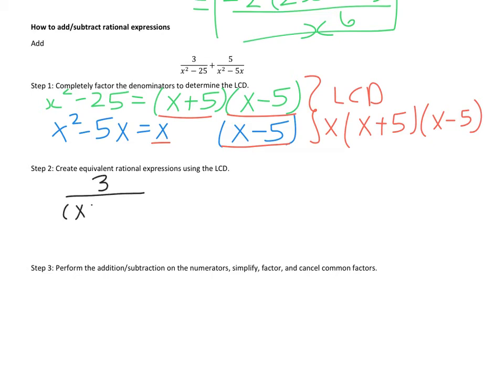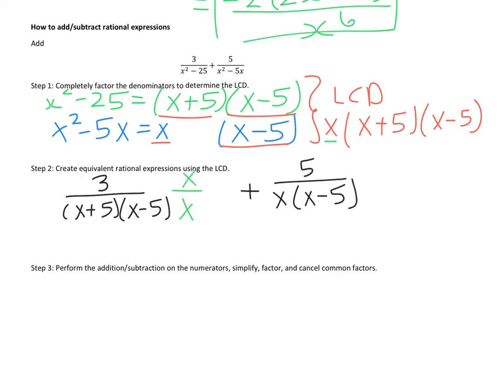So now in step 2, we are going to take our old expression, let's factor it completely, and we're going to make equivalent fractions. Okay, so let's see. In this first one, x plus 5, x minus 5, we're missing a factor of x. So we have to add x to make the LCD. So whatever we do to the top, we do to the bottom. And now the second expression, we're missing an x plus 5. Remember your parentheses.